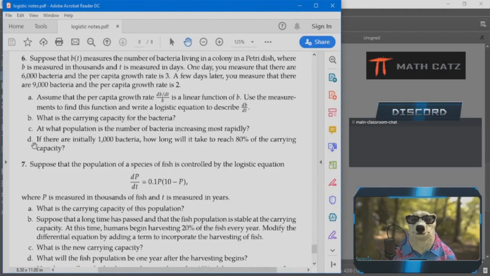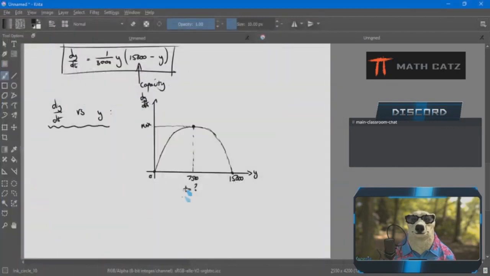So the last part of the question is, if there are initially 1,000 bacteria, how long will it take to reach 80% of the carrying capacity? And perhaps we also want to know when it reaches 50% of the carrying capacity. But once we have the function, we can answer all the questions they want.